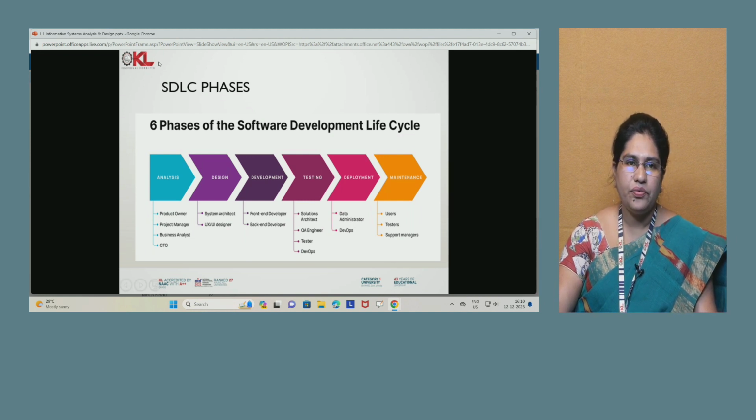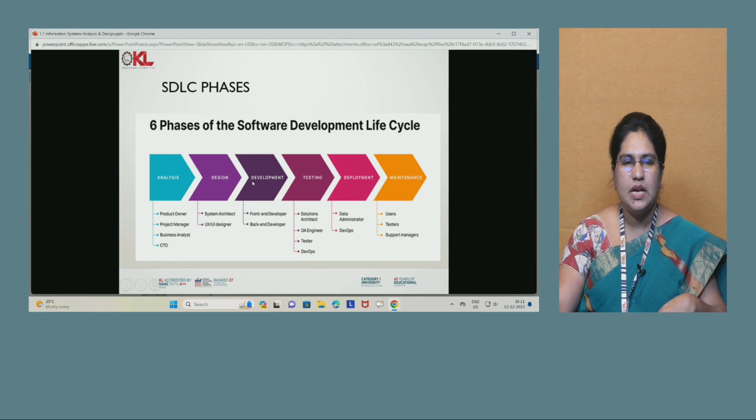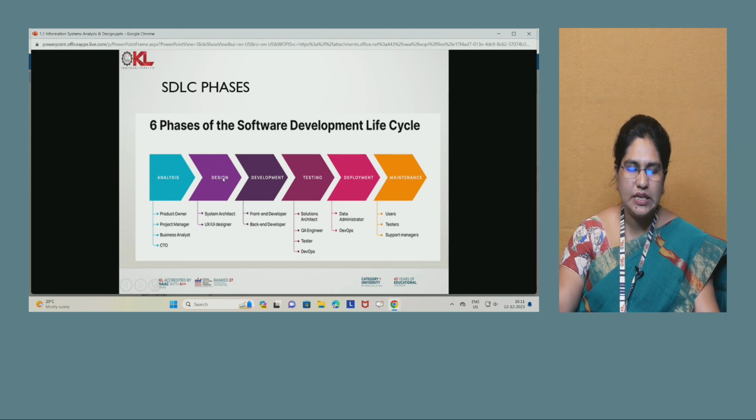In the software development life cycle, we have 6 phases: analysis, design, development, testing, deployment and maintenance. The initial stage we discussed: we collect the data, and that data will be analyzed. After that, we create the design of the particular system to meet the requirements. Once the design phase is done, we go to the development phase.